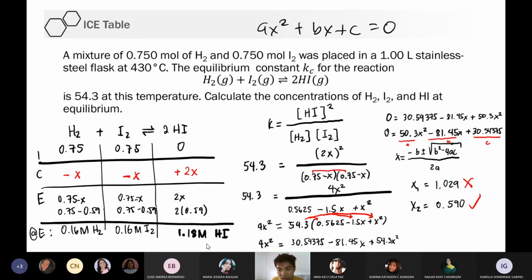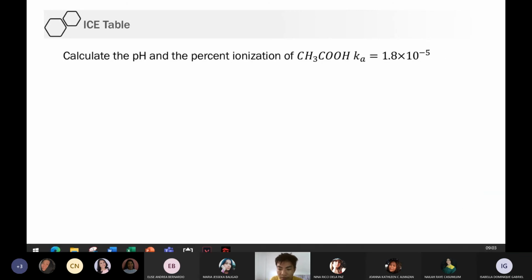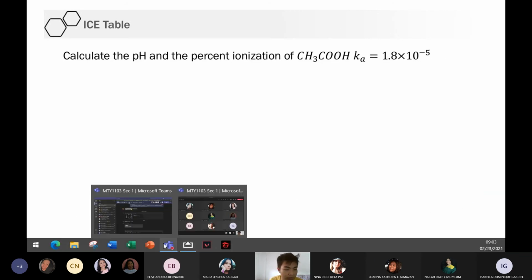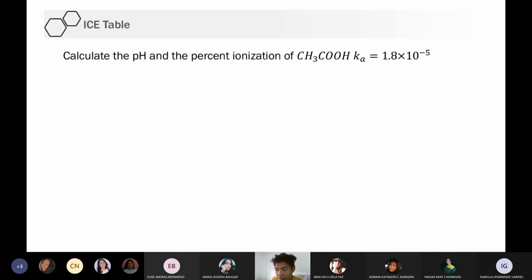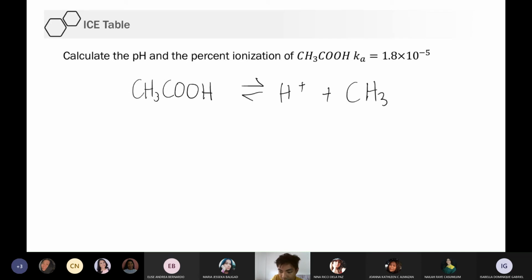Itong item na to, di ko to sinagutan. So, I want you to try on this one. I-upload ko yung answer dito sa worksheet part 2. Calculate the pH and percent ionization of acetic acid. Kapag may acid kayo, ito, di-discuss to sa lab. If you have an acid, it will dissociate into H plus and its anion.